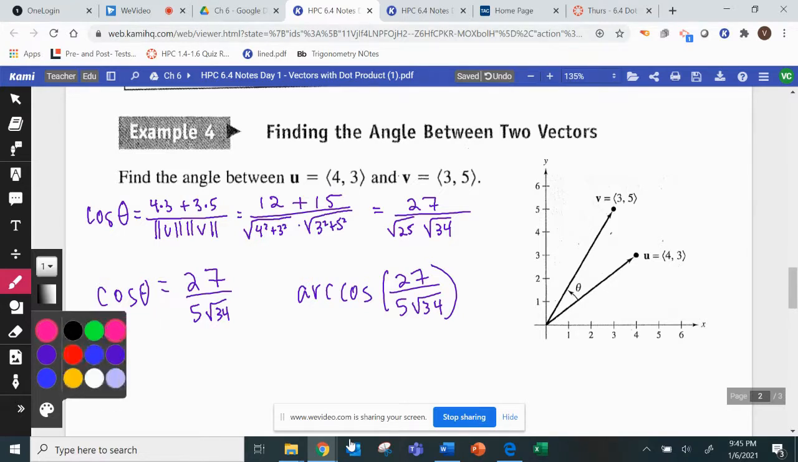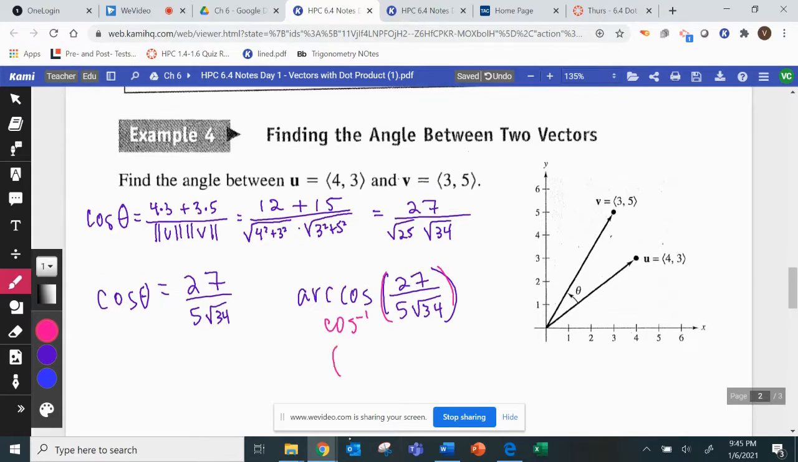So to do arc cosine on our calculator, it's going to be doing cosine inverse of this fraction. So I'm going to type that into my calculator, and I get that theta is approximately 22.166 degrees. Angle between the two vectors.